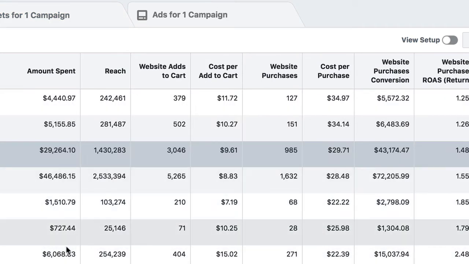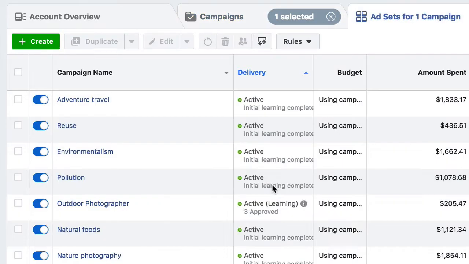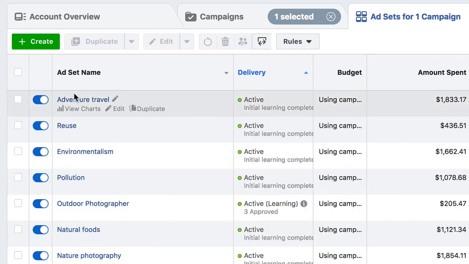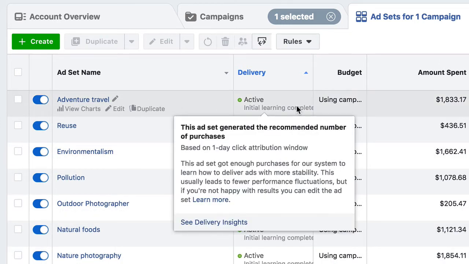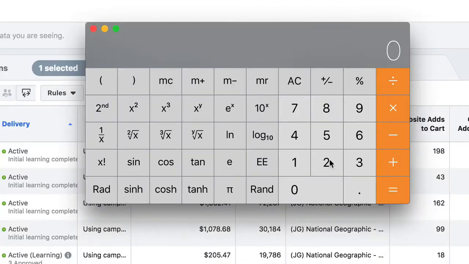So the next piece of this is, how did we come up with the 3,600? Well, if you get into the details of how to set your budget, what they recommend when you're optimizing for purchase, basically at the ad set level, you want to have 50 sales per week during this learning phase, right? So if your CPA is $20, if it costs you $20 to get a customer, they want you to get 50 in a week, right? So that is $1,000.